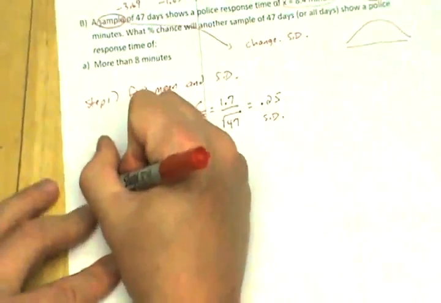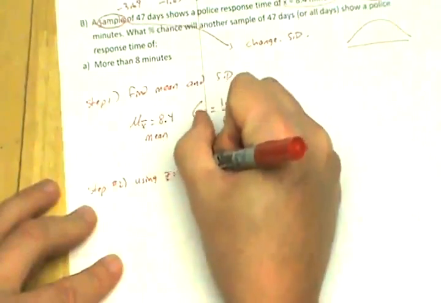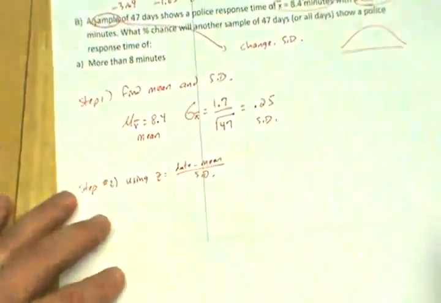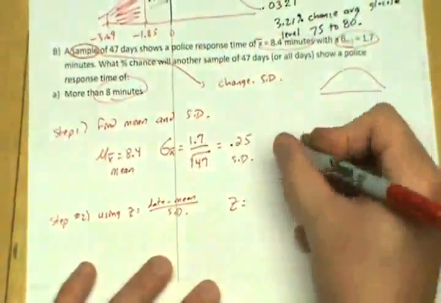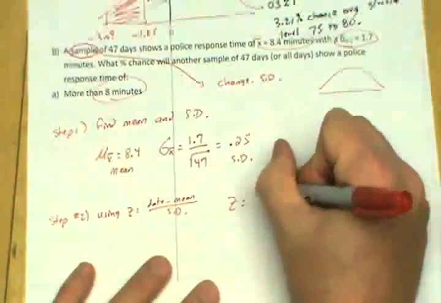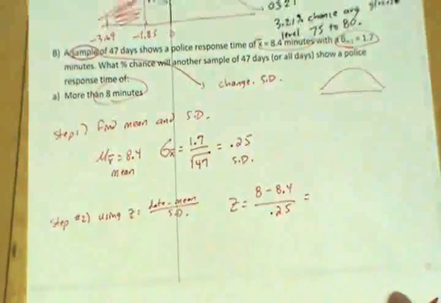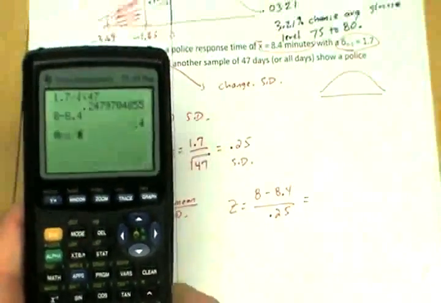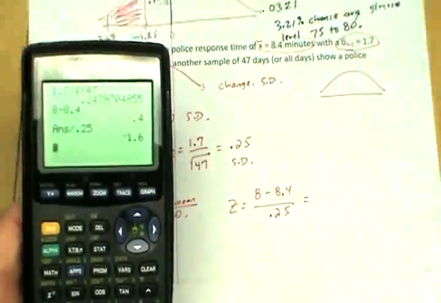So step number 2, using the z-score formula, data minus mean over standard deviation, find the z-score for the question. So we're asking more than 8 minutes. So let's find that z-score. Data, 8 minutes from the question, minus the mean, 8.4, divided by the standard deviation of 0.25. All right, let's figure that out. 8 minus 8.4 divided by 0.25. Okay, so we're getting a z-score of negative 1.6.